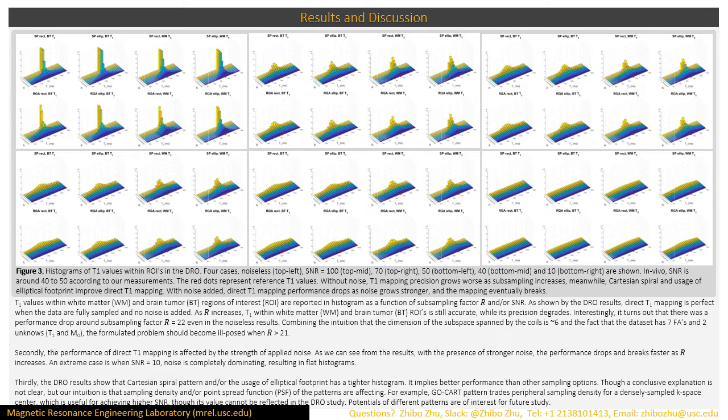Thirdly, the DRO results show that the Cartesian spiral pattern and the usage of an elliptical footprint has a tighter histogram. It implies better performance than other sampling options. Though a conclusive explanation is not clear, our intuition is that sampling density and points per function of the patterns are affecting this. For example, the gold-card pattern trades peripheral sampling density for a densely sampled k-space center, which is useful for achieving higher SNR, though its value cannot be reflected in the DRO study. Potentials of different patterns are of interest for future study.